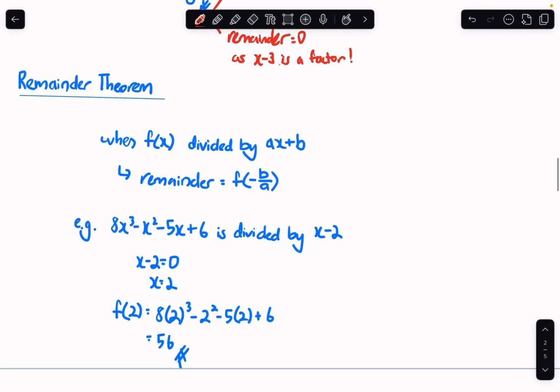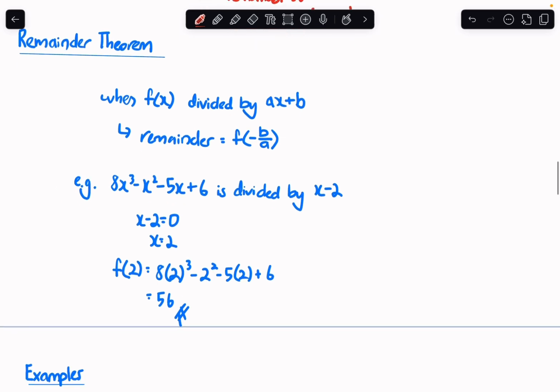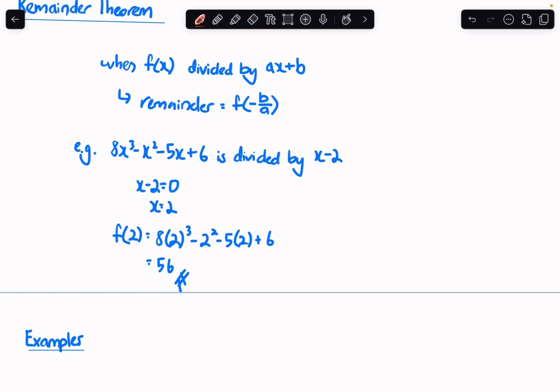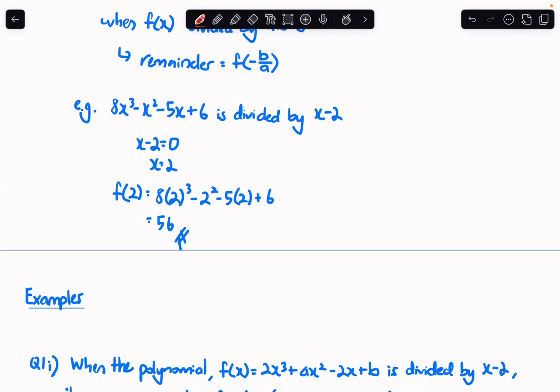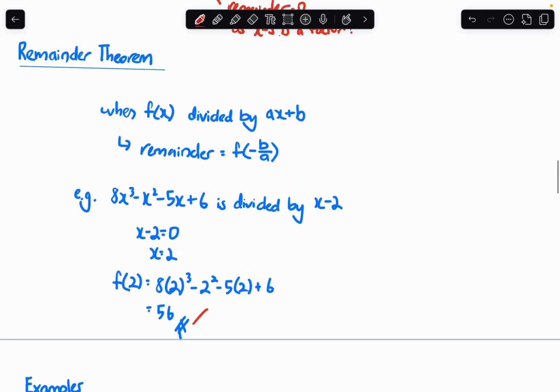Okay, now let's move on to remainder theorem. So when f(x) is divided by ax plus b, it will give us a remainder of f(negative b over a). So let's see this question. So when it's divided by x minus 2, make it equal to 0, and we bring over, we get x equals 2. So f(2) will equal to, sub in the values into the equation, we get 56 as a remainder.